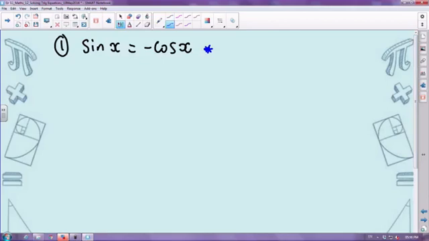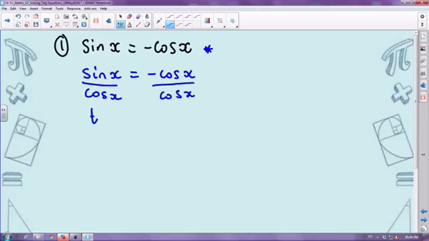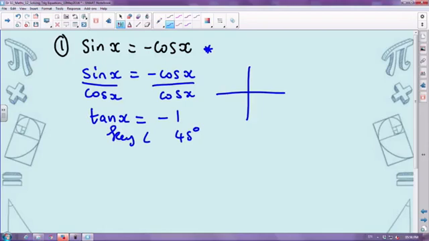If the angles are the same, remember we said tan x is the same as sine x over cos x. So in other words here, I can simplify this to negative cos x. I can divide by cos x, divide by cos x, and then this gives us the tan of x equals to minus 1. Now guys, it is now straightforward. It's like the ones that we've been doing. You find your key angle, which in this case is 45, and then its tan is negative in the second and the fourth.